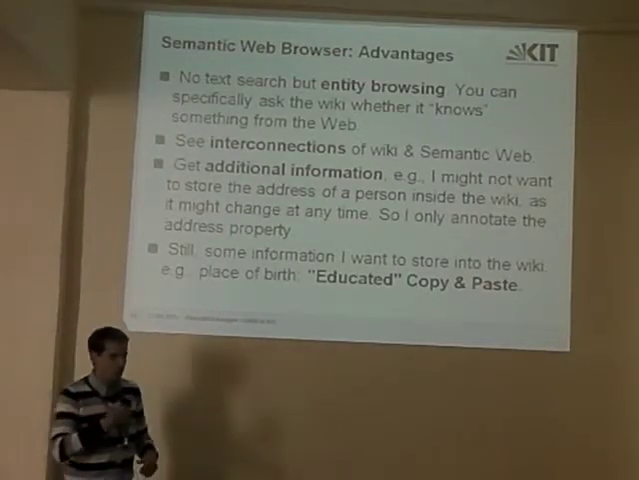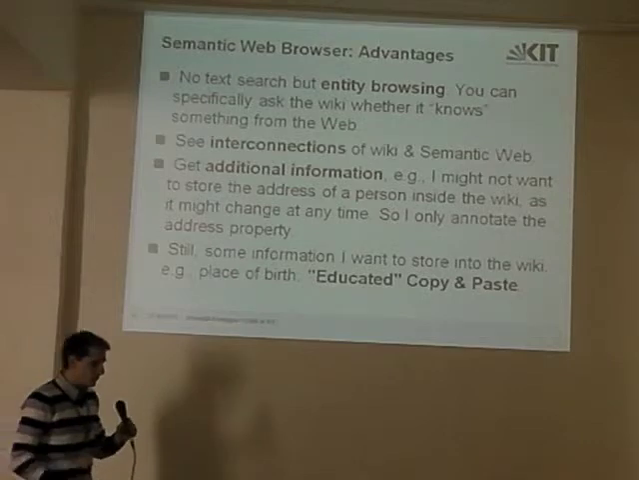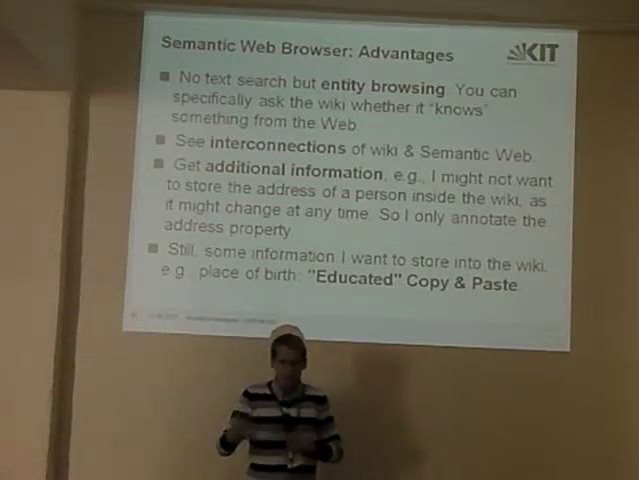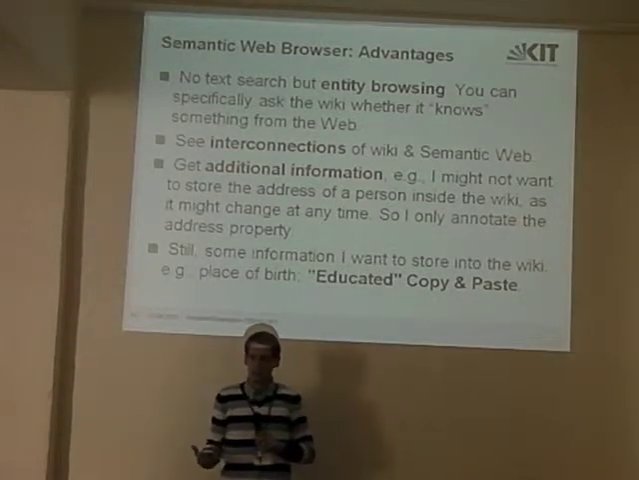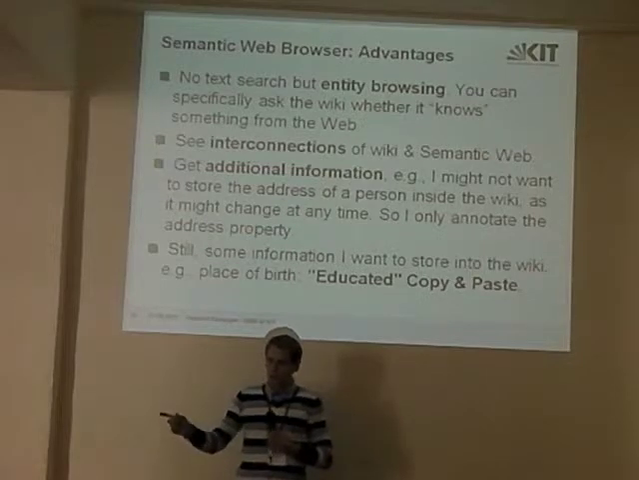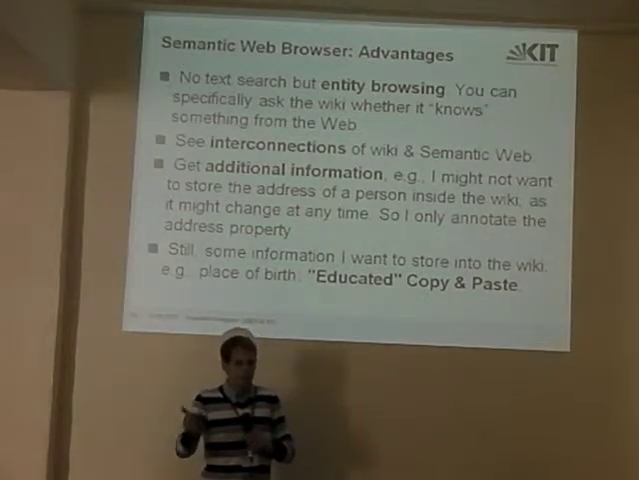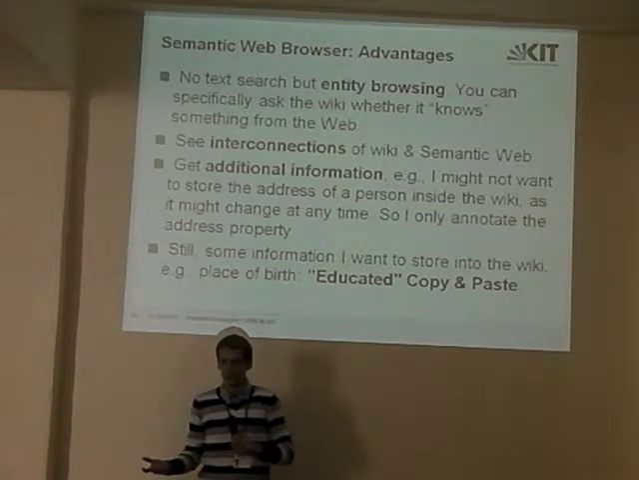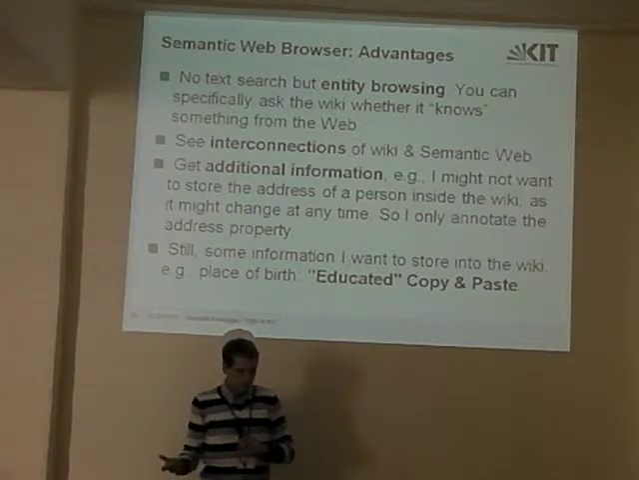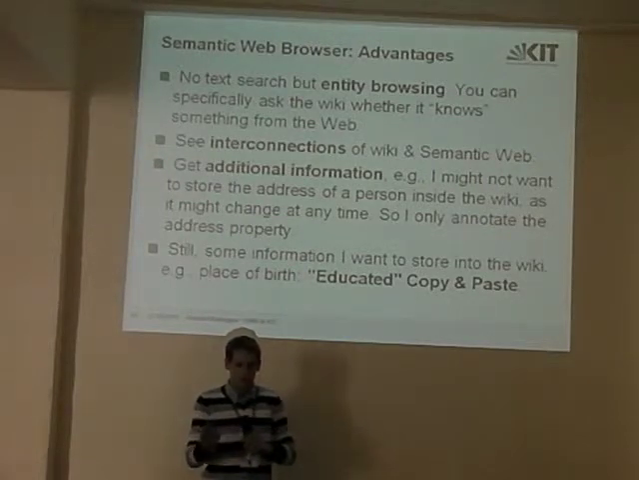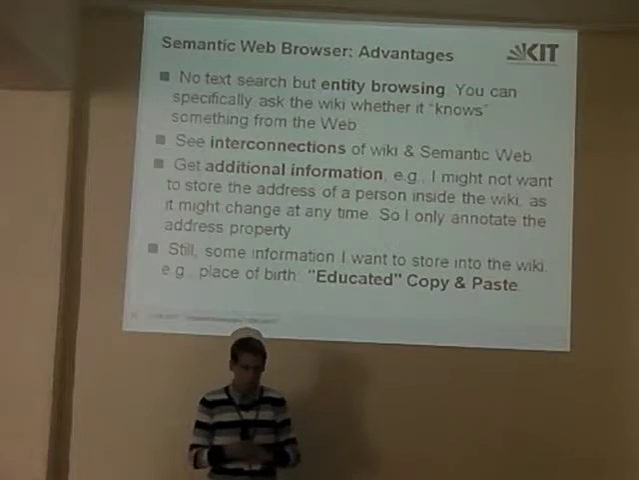What are the advantages of the Semantic Web Browser? So first, it is basically no text search, but it is an entity search. If you have a URI from the Semantic Web, we can just ask the wiki whether it knows this entity. Also, we can see the interconnection between the wiki and the Semantic Web.